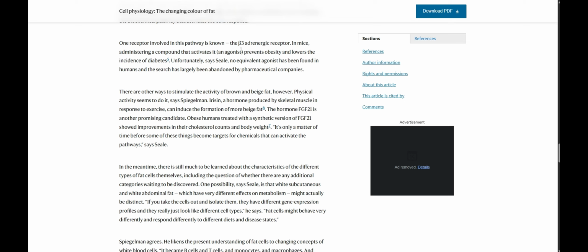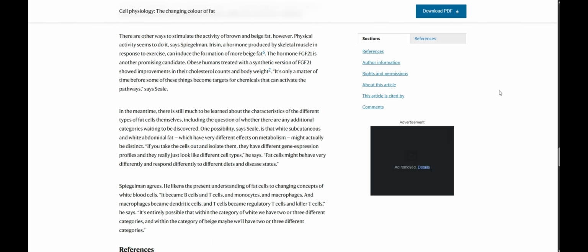Don't mess with your beta adrenergic, any beta 1, beta 2, beta 3. Beta 1 I think is cardiac specifically. Don't mess with that, because you may be burning fat, but you're messing up a whole lot of other stuff. Unless a doctor tells you to, don't get into that. Don't do clenbuterol. There are other ways to stimulate the activity of brown and beige fat, however.